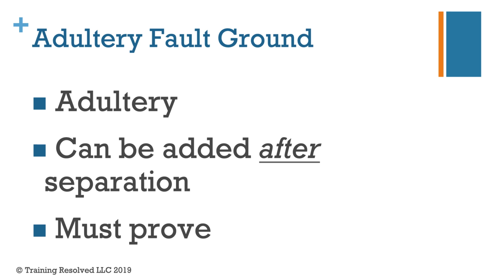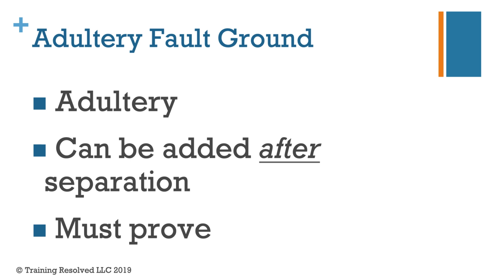Let's talk about a third really common ground. Let's talk about adultery. Adultery is voluntary sexual intercourse with someone other than your spouse. If you have a sexual relationship with someone other than your spouse while your divorce is still pending, that is still considered adultery, and someone could amend their divorce complaint and add adultery as a ground.